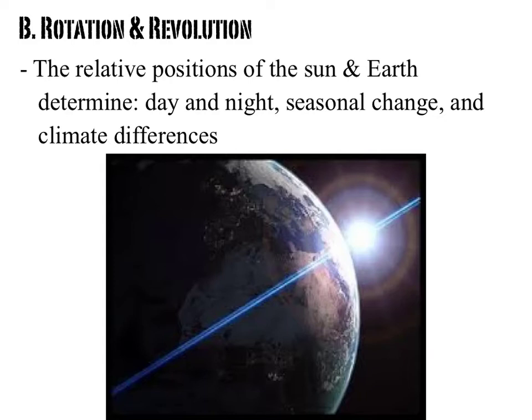Last set of notes, we talked about the distance between the Earth and the Sun, and the atmosphere, the little dust particles, and all that stuff between the Earth and the Sun that affect climate and the temperature of the Earth. The relative positions of the Sun and the Earth, though, those positions compared to each other, determine whether it's day or night. Pretty obviously, it determines when the seasons change and climate differences between places at different latitudes. So let's get into that.